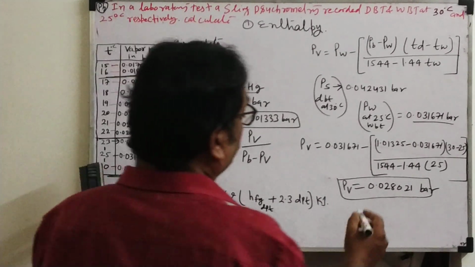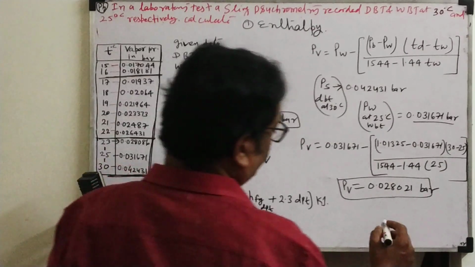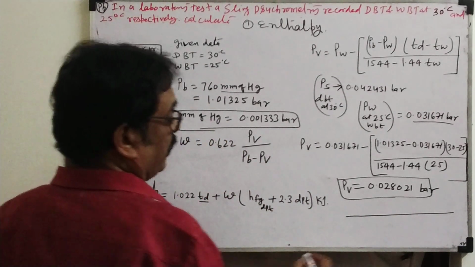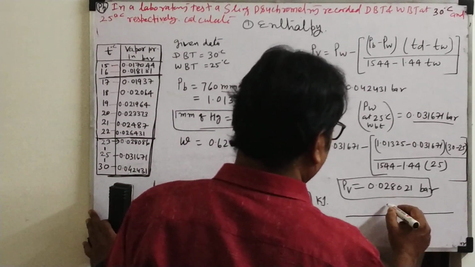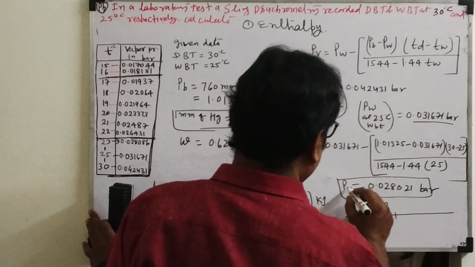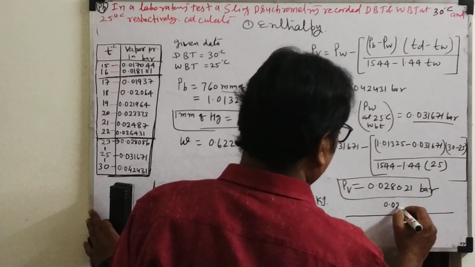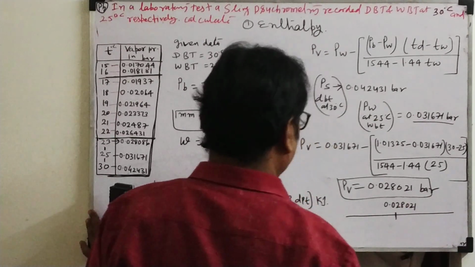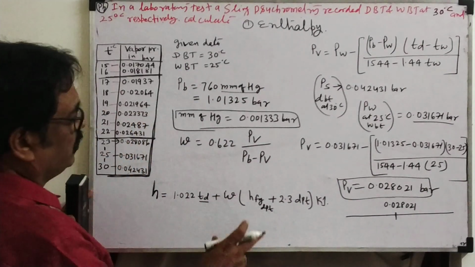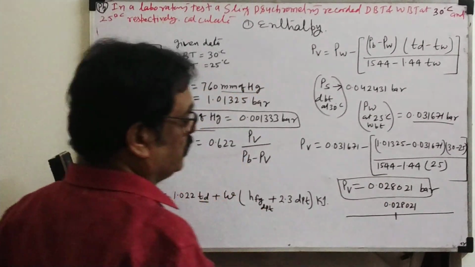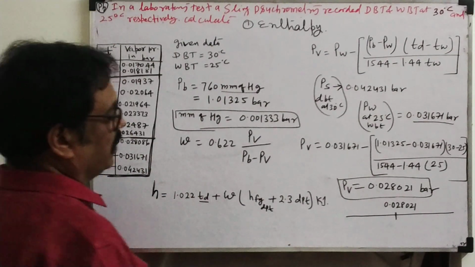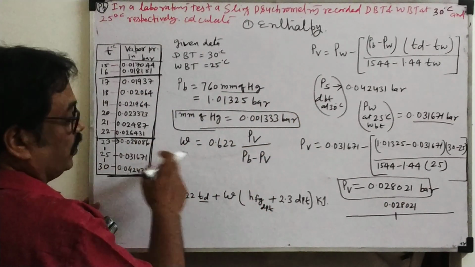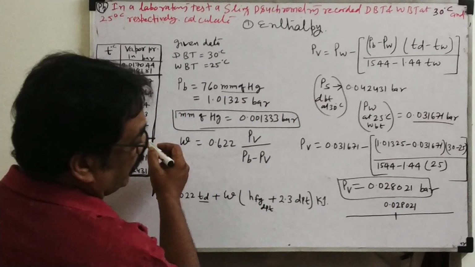Now how to get the dew point temperature? I already discussed this in the previous video. By the interpolation method we can calculate the DPT. Look here. In the middle we write this partial pressure of water vapor value, 0.028021. What is the meaning of this? The dew point temperature can be obtained with the help of the partial pressure of water vapor only. So this value I wrote in the middle. We will see where it belongs, between which temperatures.